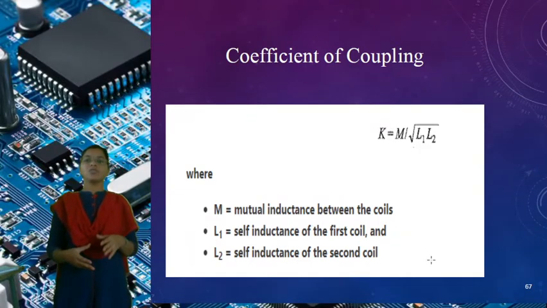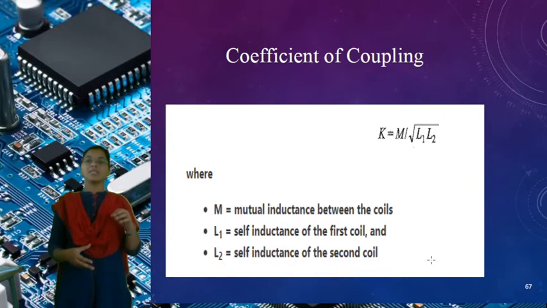So K equals M by the square root of L1 L2, where M is the mutual inductance of that particular magnetically coupled circuit, L1 is the self-inductance of the first circuit, and L2 is the self-inductance of the second circuit. So this is about the quotient of coupling, mutual inductance and self-inductance.